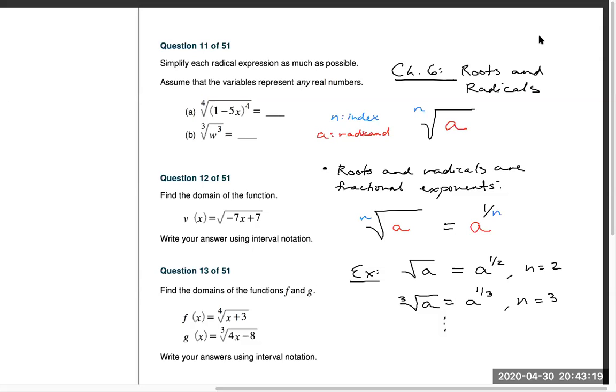The only one that you won't see: if you have the square root of a, that means that your index n is actually equal to 2. We don't write that there though.